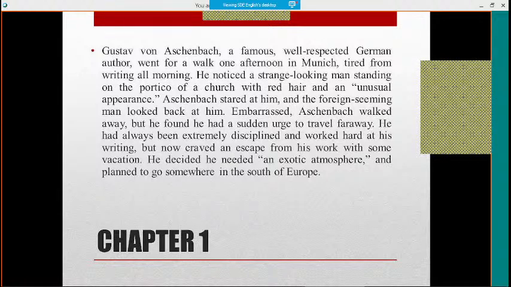So the meeting comes to nothing. The meeting doesn't have any significance, but Aschenbach has a sudden desire to travel.